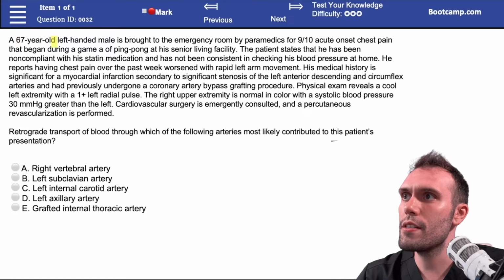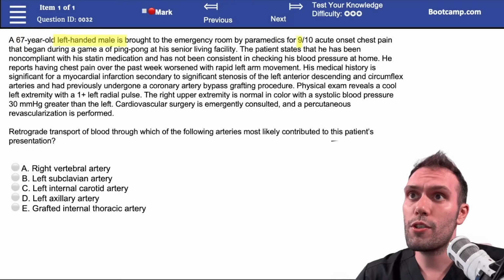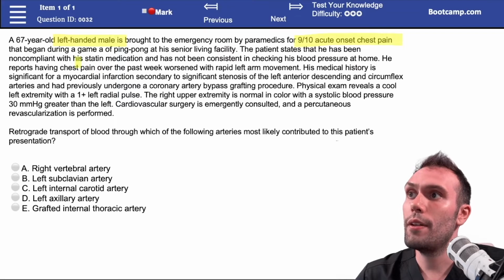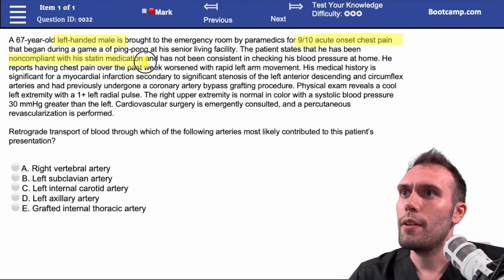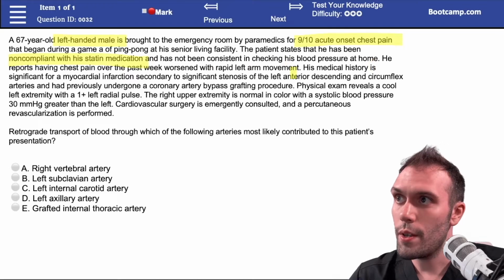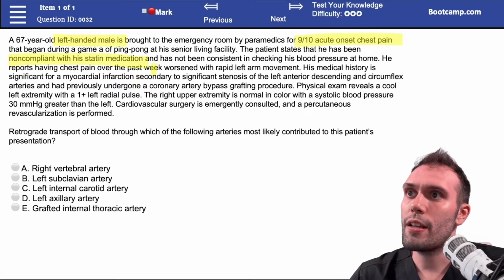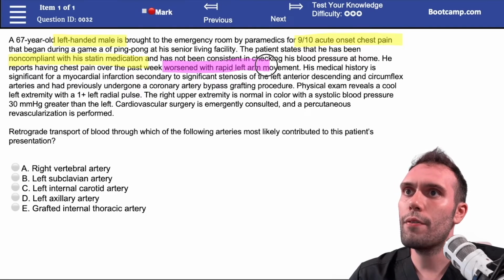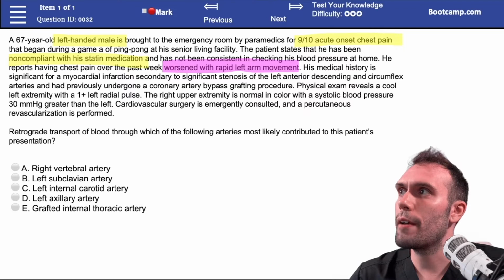Okay, so we have a 67-year-old left-handed male. He's coming to the emergency room for 9 out of 10 chest pain that began after a game of ping pong at his senior living facility. The patient states that he has been non-compliant with his statin medication and has not been consistent in checking his blood pressure at home. He reports having chest pain over the past week. Key part right here, worsened with rapid left arm movements. That's important.